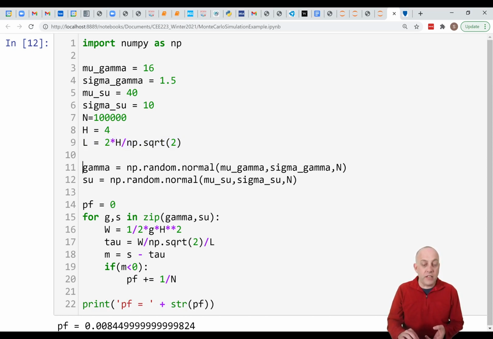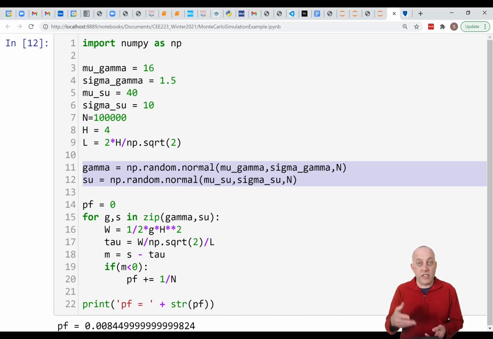All right, now in lines 11 and 12, this is where I'm generating the random numbers. numpy has this random.normal function. This is the mean value and the standard deviation, and then the number of random numbers that I want drawn from that distribution function. Same thing for undrained strength. So now we have two uncorrelated vectors of realizations of these random variables, gamma and su.